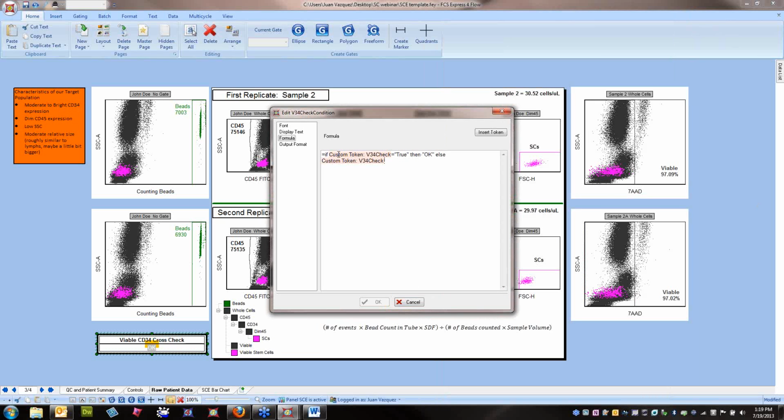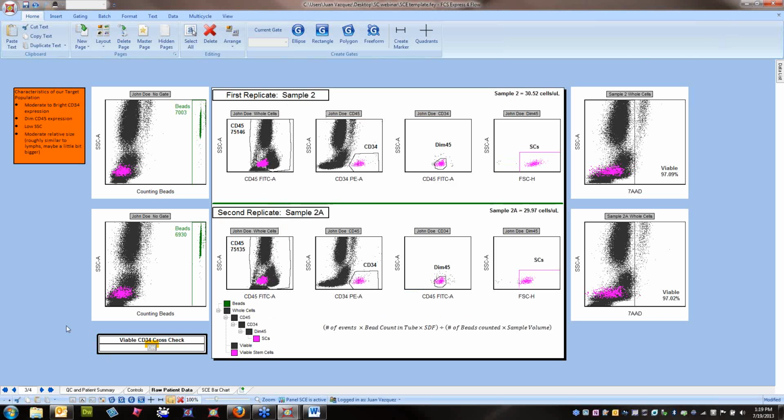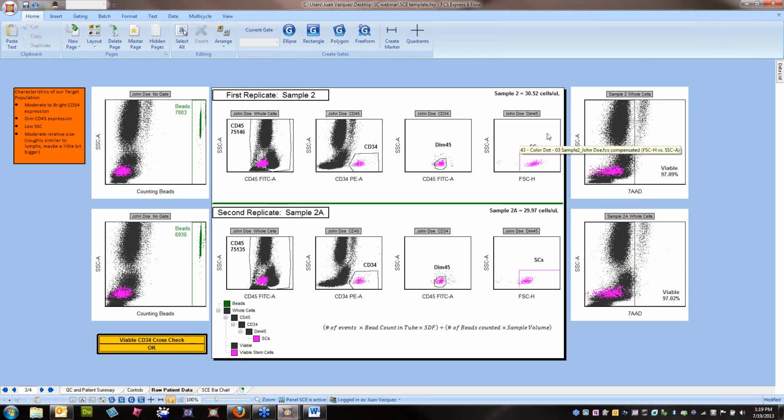When we create this type of token, we can further use it in an if-then-else statement where if this is true, then we're going to write the word true, or we're going to write the word OK, or we can have it reflect back to another token. So for this particular token, what I'm saying is that if the CD34 from this tube is within 10% of the CD34 of this tube, it's going to give me the word OK. Otherwise, it'll tell me which one's out. Okay.